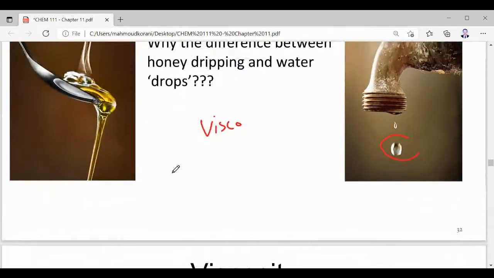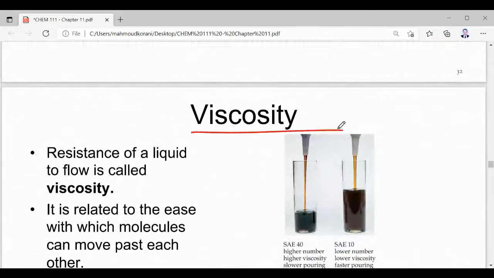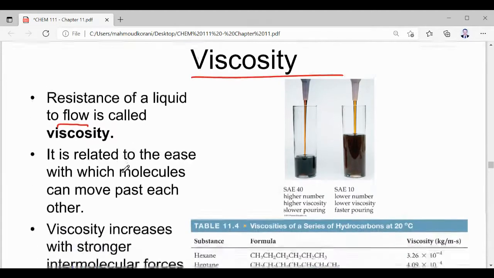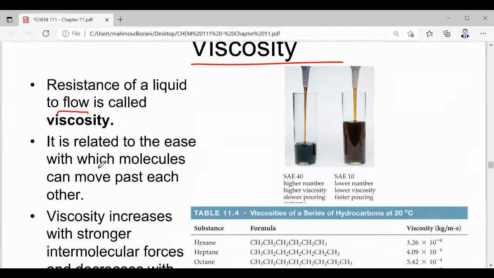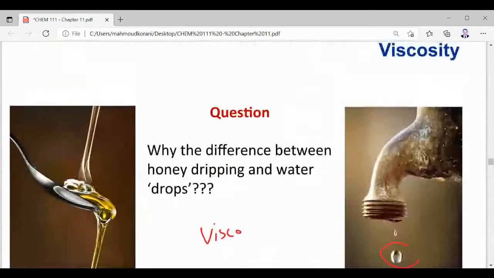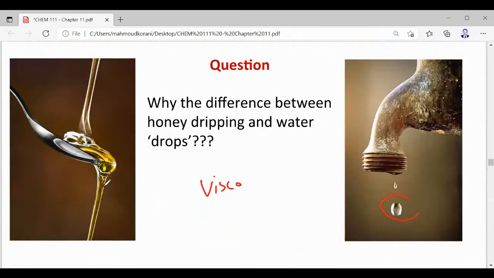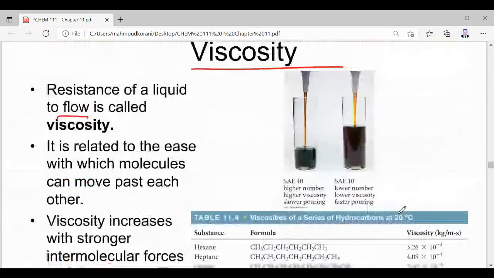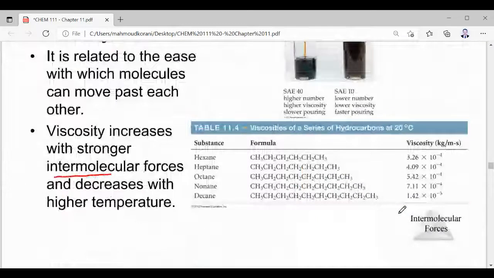Okay, the main reason for the difference between honey dripping and water drops is the viscosity. It's defined as the resistance of a liquid to flow. It's related to the ease with which molecules can move past each other. Actually, viscosity increases with stronger intermolecular forces. You could imagine that the intermolecular forces between the honey molecules are very strong compared to the intermolecular forces between the water molecules. Okay, it depends on the molecular weight.